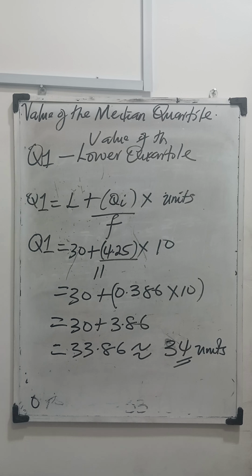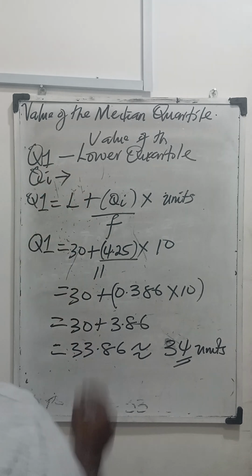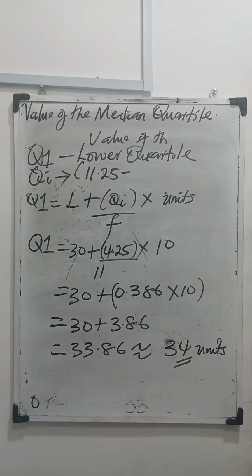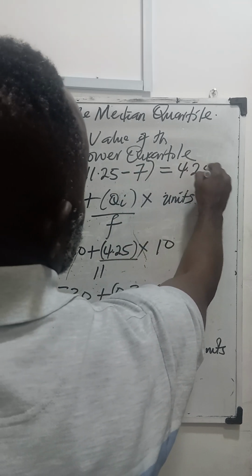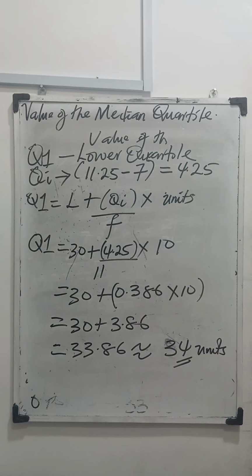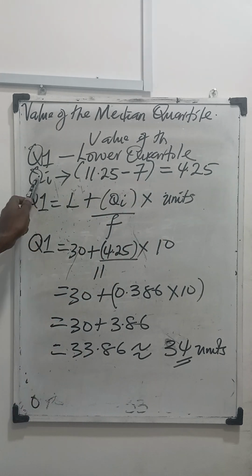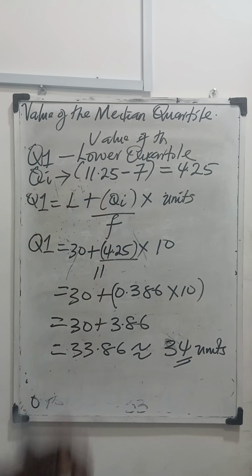And I said to determine the quartile items, you are going to take 11.25 minus the first frequency on your table, which is 7. So that gives you 4.25. This is the formula, and we substituted every value into it. So we now know Q1 is 4.25.